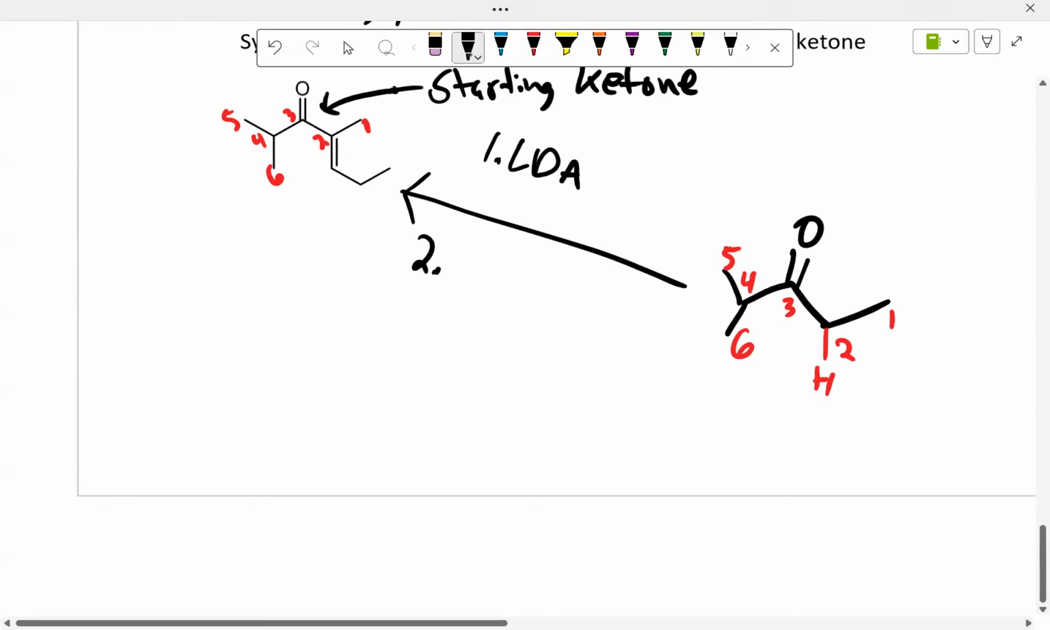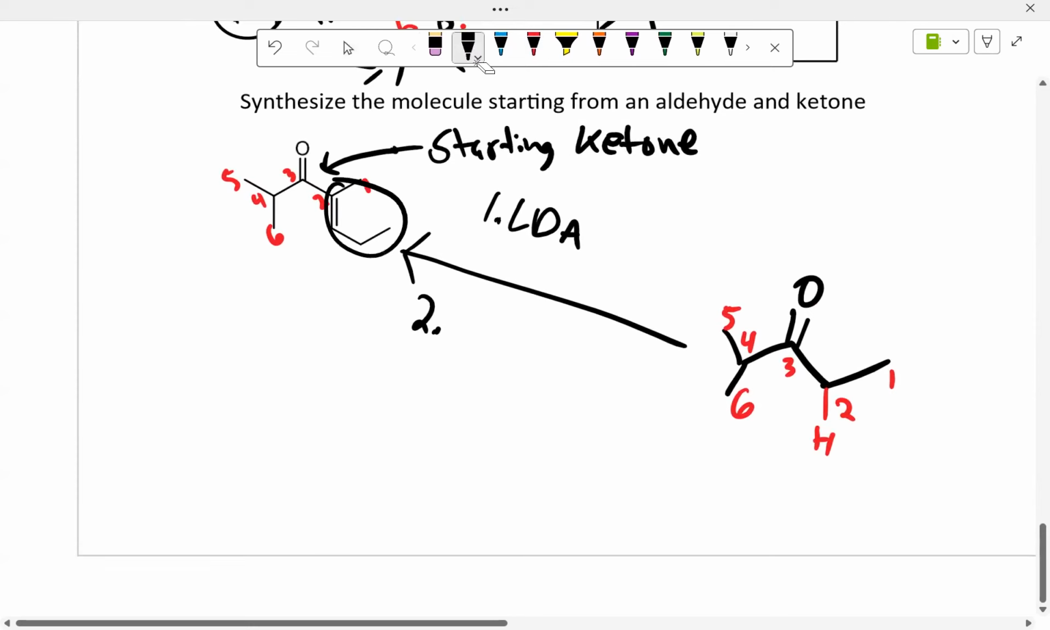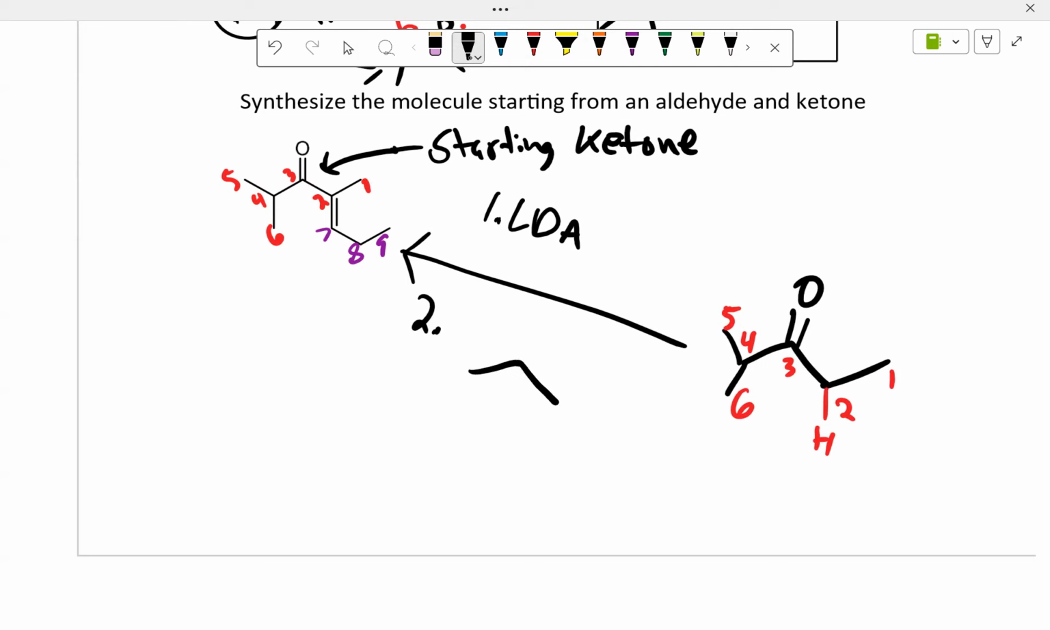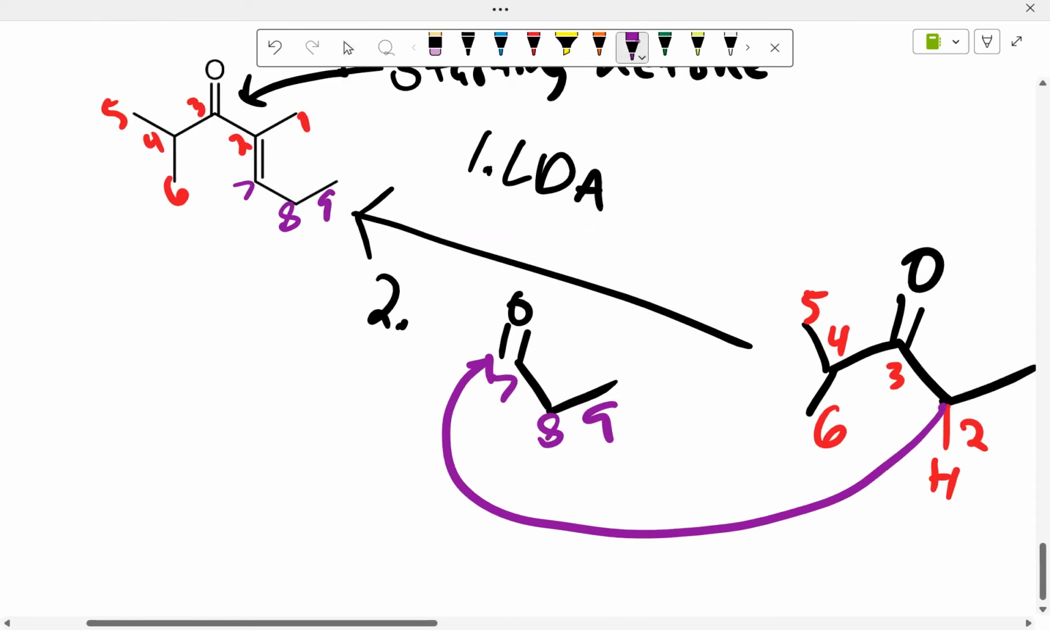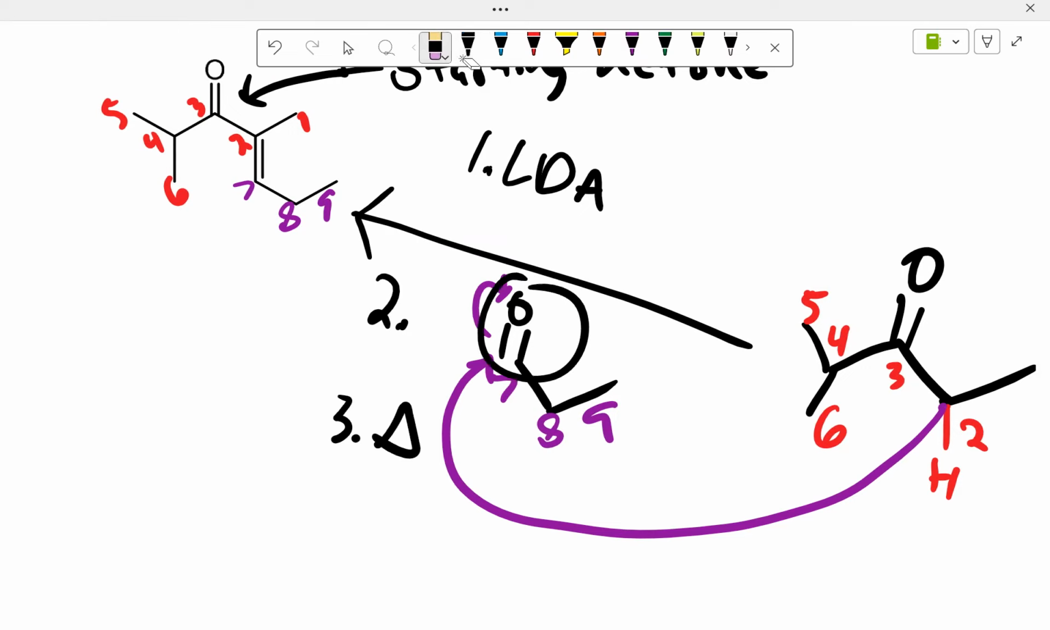Then we still have to draw the aldehyde. The aldehyde is going to be these carbons here. So let me number them. So we have 3 carbons. And the aldehyde is going to be on carbon 7. And we know that because once carbon 2 attacks carbon 7, this is going to turn into an alcohol. And then with heat, which is the third step, that alcohol on carbon 7 is going to get eliminated to be an alkene.